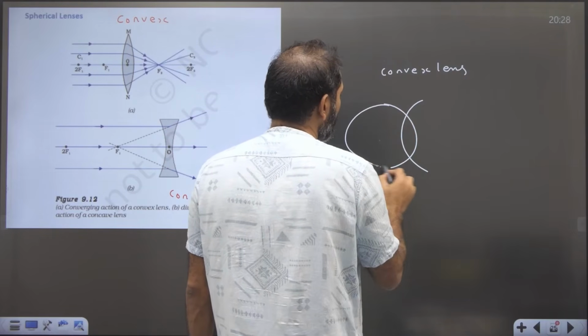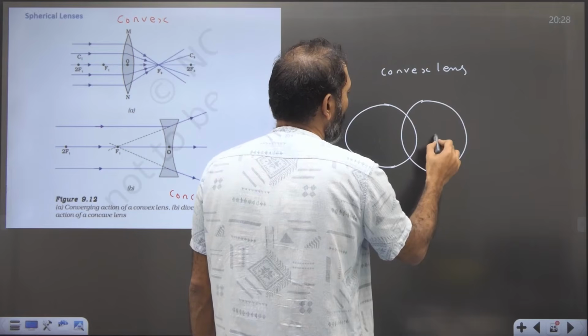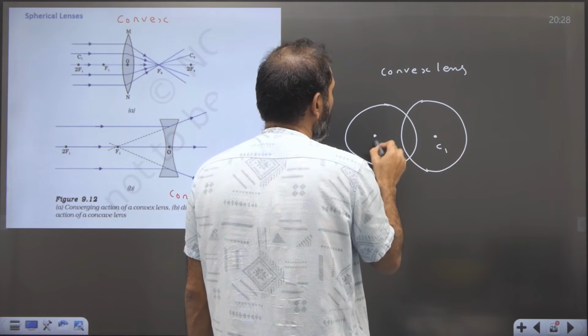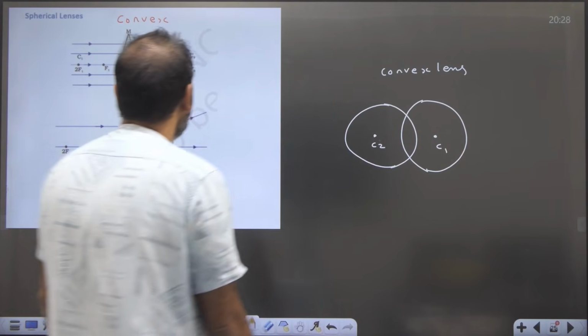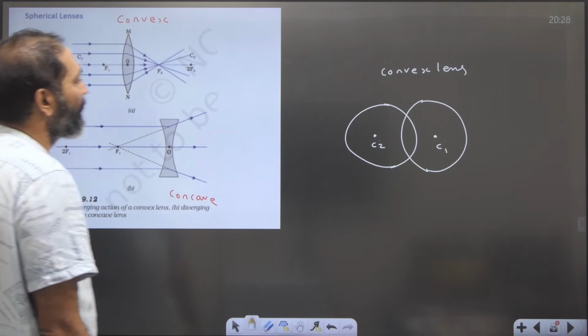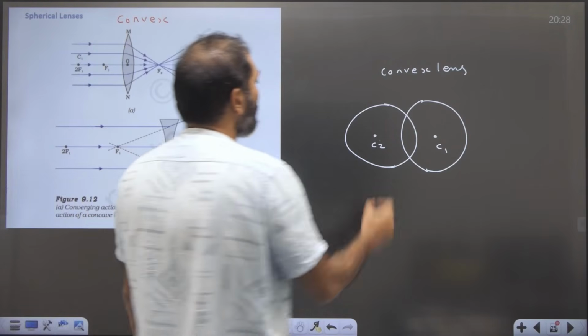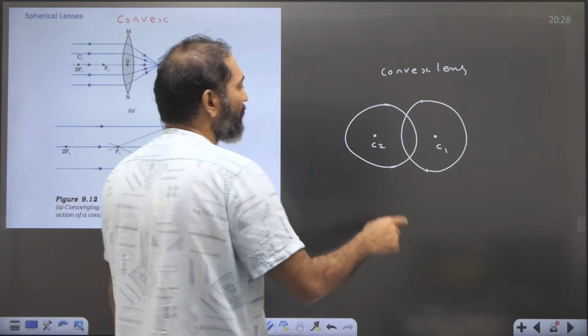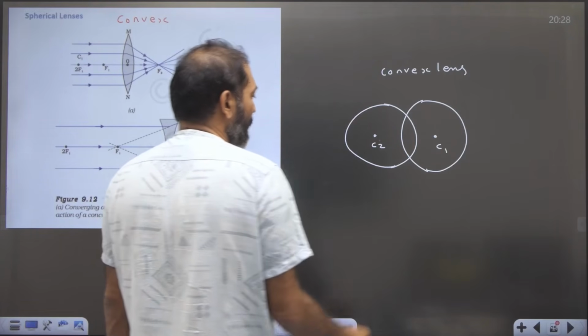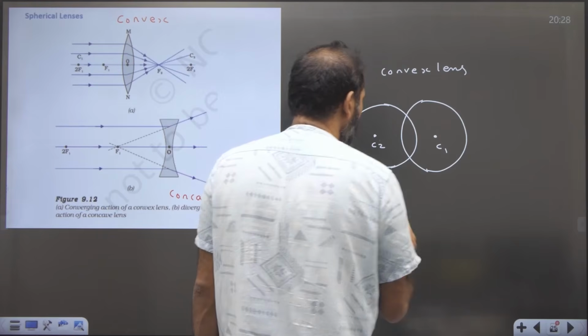Originally, it was like this. So a convex lens has two centers of curvature. It has two centers of curvature, two focuses also, two principal focuses. The same thing with the concave lens.